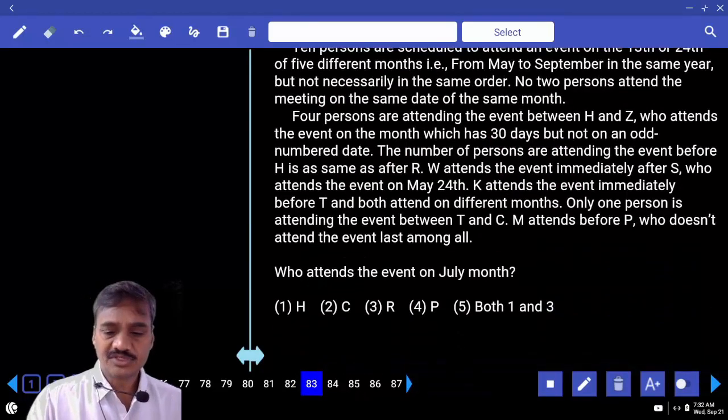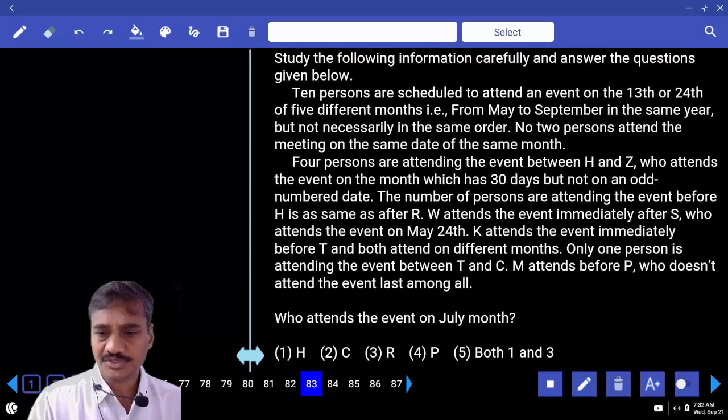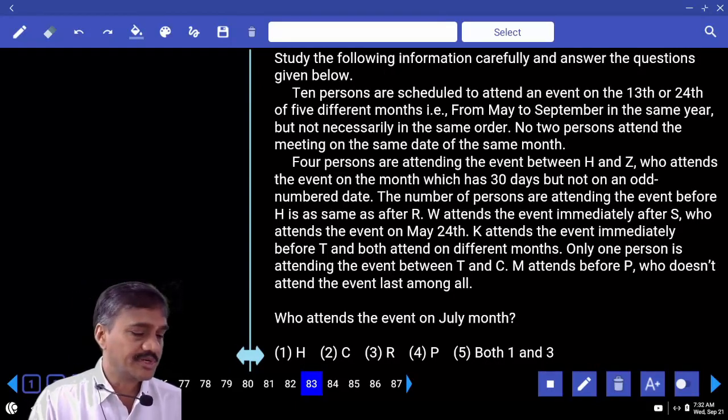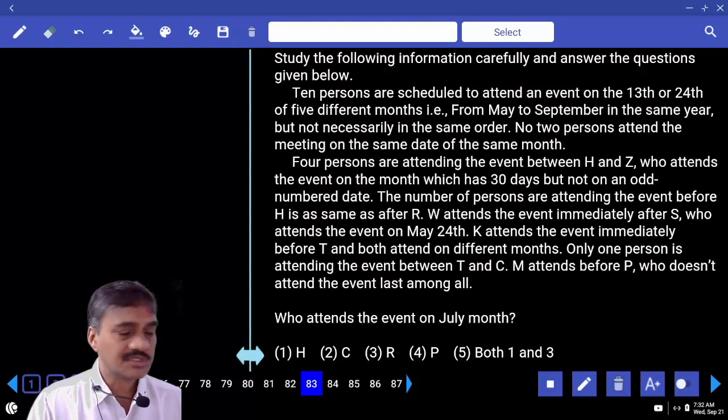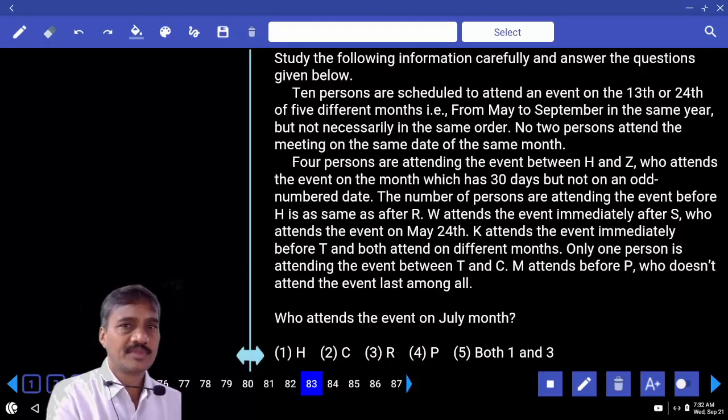And 83 onwards, there are some 10 persons, isn't it? 10 persons are scheduled to attend the event on 13th or 24th of 5 different months, May to September. May to September, isn't it? Till now we have not left any questions, isn't it?